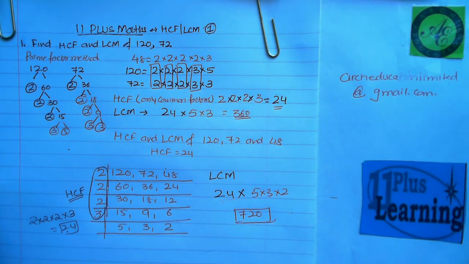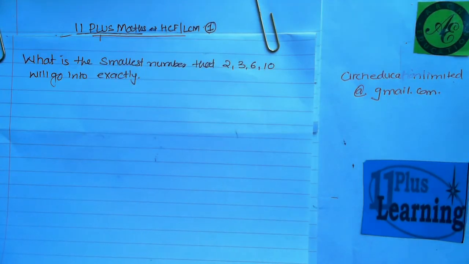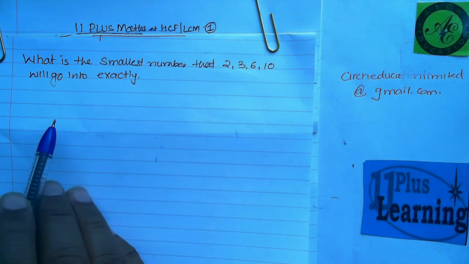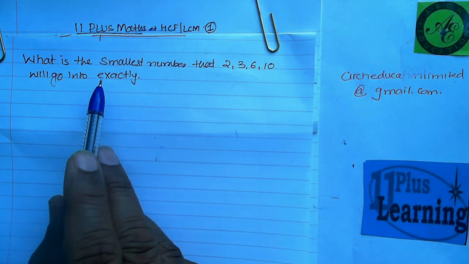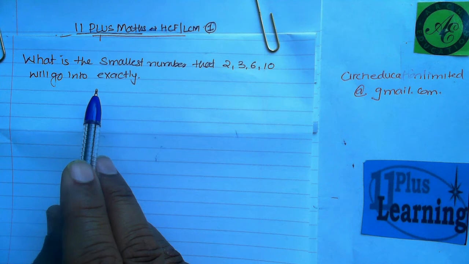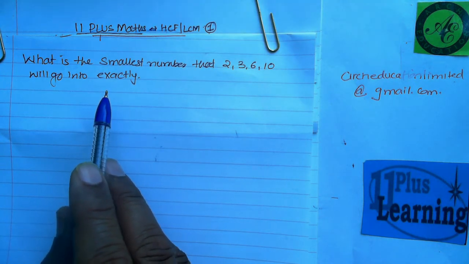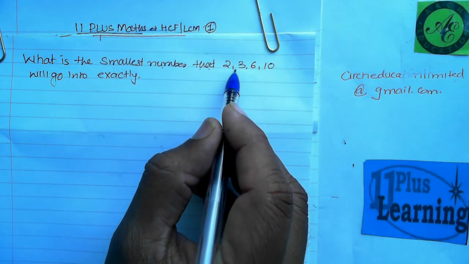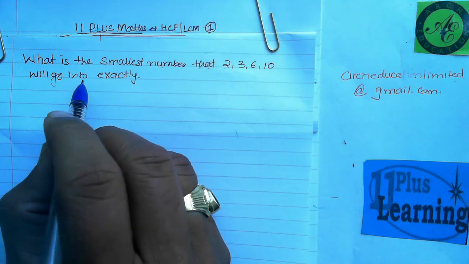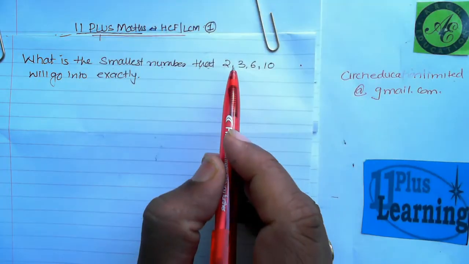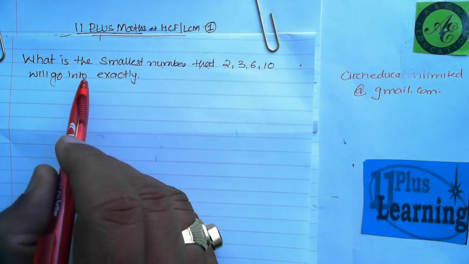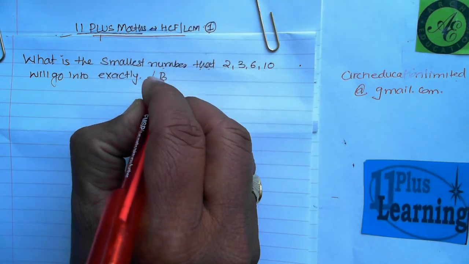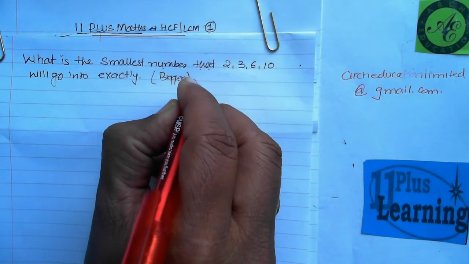The next type of questions which come in 11 plus for HCF and LCM are these types, where you have to first find out whether we are going to use the HCF or LCM. Then the rest is very simple from there on. In this case, what is the smallest number that 2, 3, 6 and 10 will go into exactly? That means these four numbers will go into it exactly. That means we're looking for a bigger number, and the answer is the multiples. It has to be a multiple, and we're looking for the lowest common multiple.